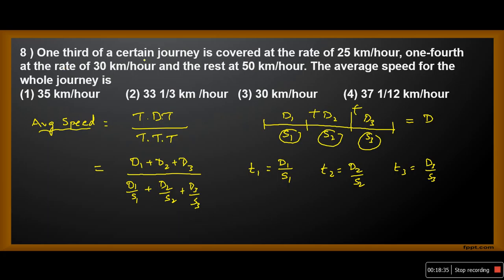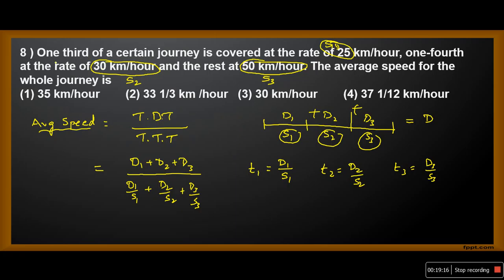One third of the certain journey is covered at the rate of 25 km per hour. It means, what is the information given? This is S1. Speed 1 is given. And 1/4 at the rate of 30 km per hour. This is S2 given. Now the rest, it means the third speed, is S3. S1, S2, S3, all 3 are given. He's asking us to find average speed. Nowhere is it specified what the distance is. Most of the people think that data is insufficient, but still we can solve this question. How?